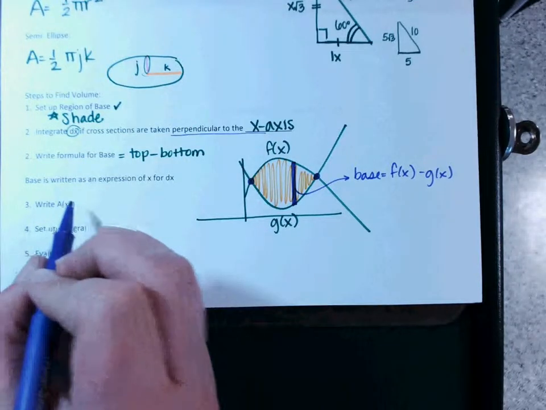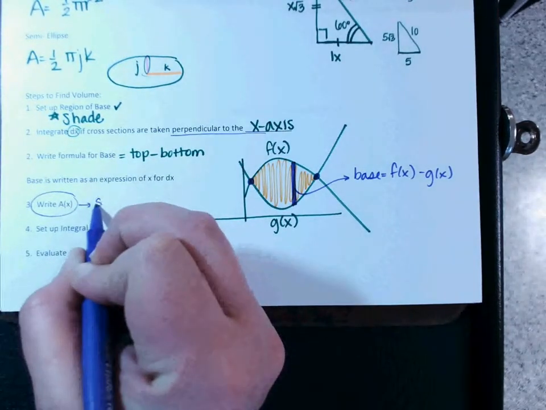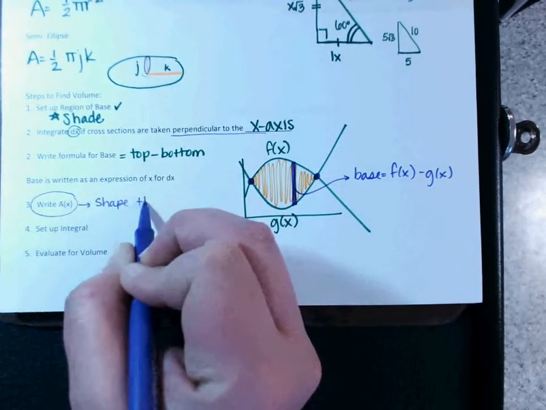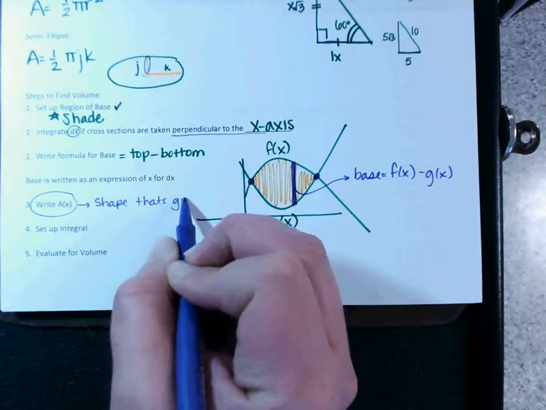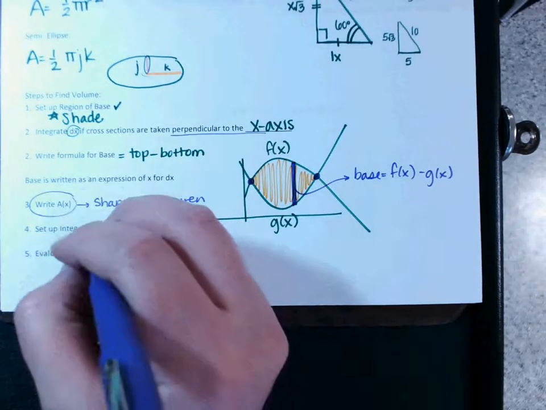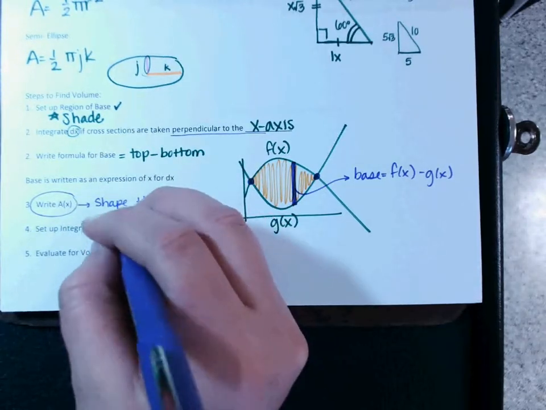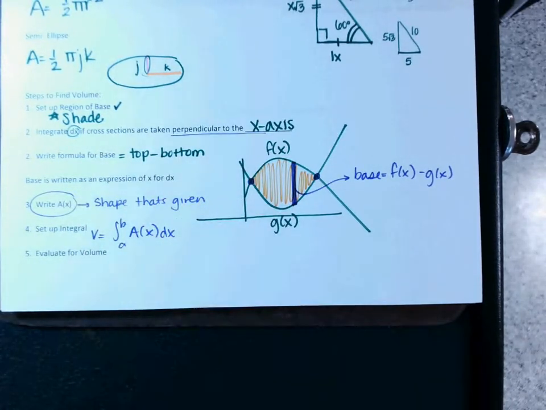Okay, now after that I'm going to write my A of x, but that's going to depend on the shape that's given. And remember that they have a couple different options. We just filled your whole first page with all the different shapes: rectangles, triangles, squares, and so on. And then your volume is going to be the integral of the area equation from a to b dx. So when you're ready, turn the page. We're going to work through this first one.